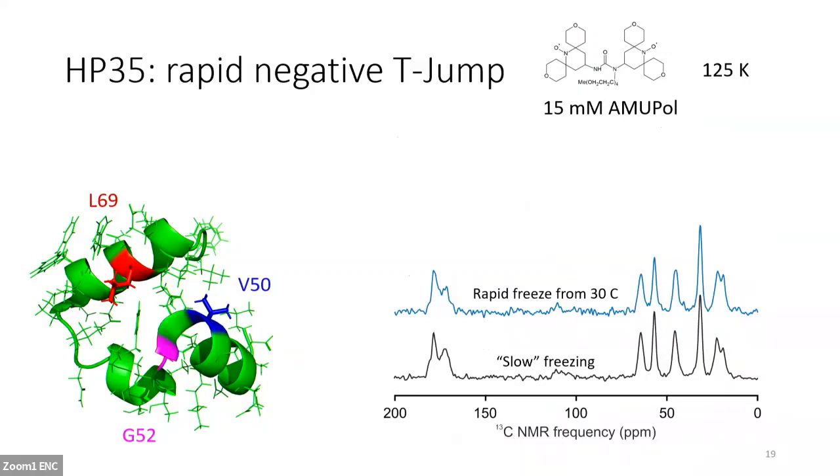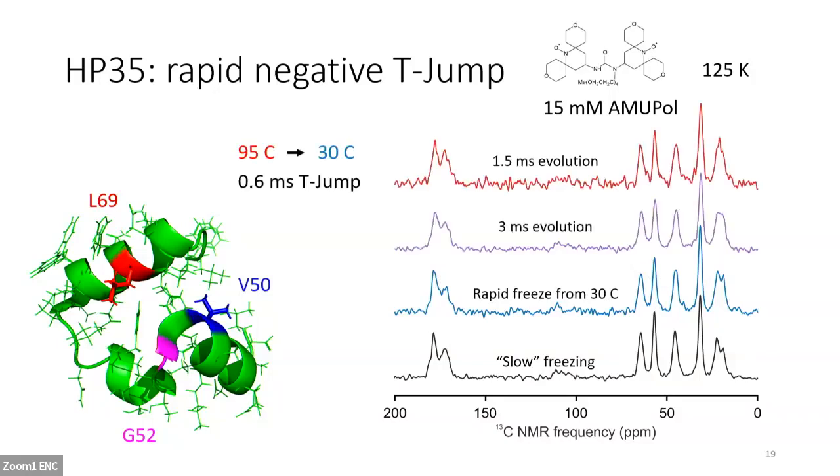So here are DNP enhanced carbon-13 detected spectra using double quantum filtering of slowly frozen HB35 and HB35 rapidly frozen from 30C. The 2 spectra are qualitatively quite similar, although the slowly frozen sample overall shows narrower line widths, but we can compare that to spectra that were acquired after a rapid negative temperature jump.